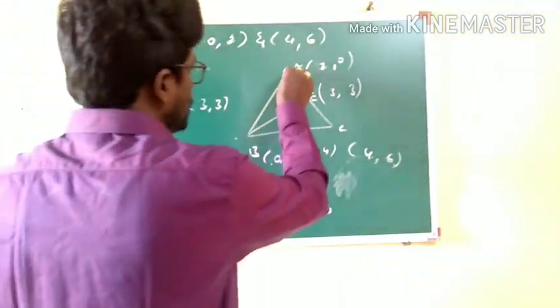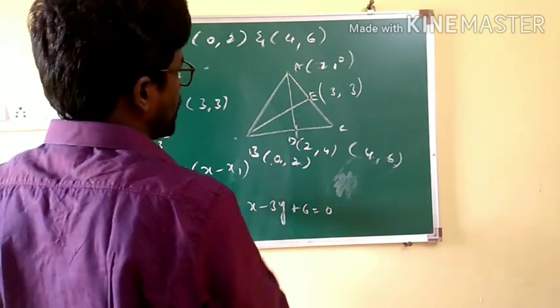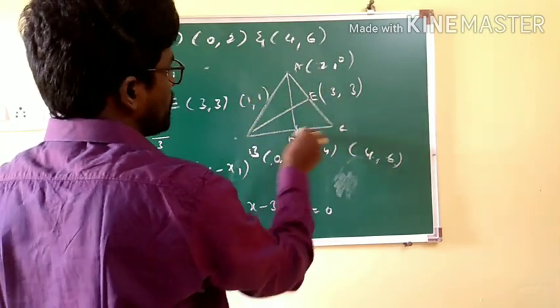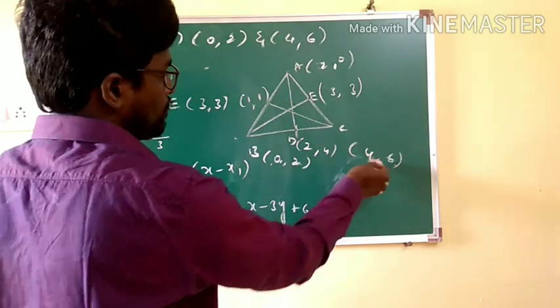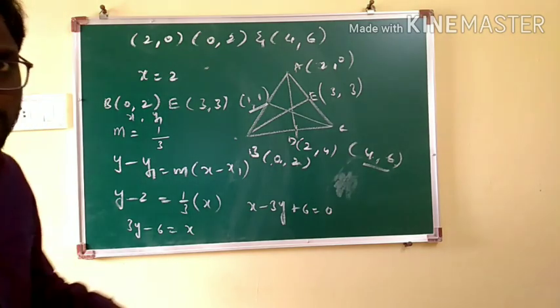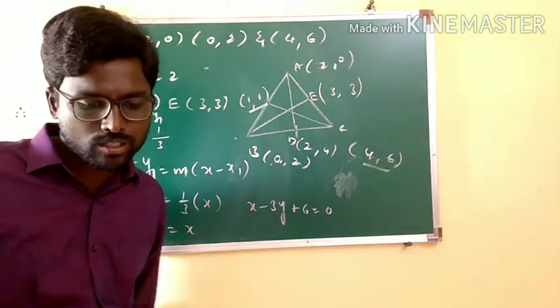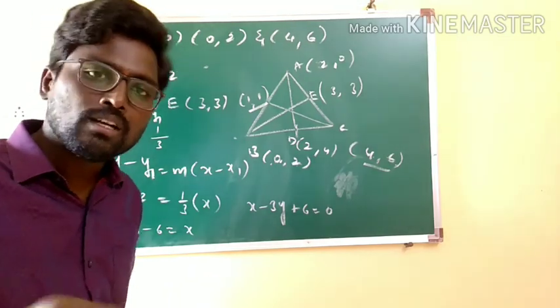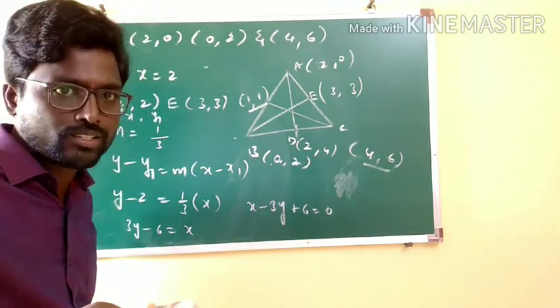Similarly, you can trace out the midpoint of AB. What is the midpoint of AB? 2 plus 0 by 2, 2 plus 0 by 2 means 1 comma 1. So, here by taking the point 1 comma 1 and 4 comma 6, you can trace out the equation of the other median, again using the point and slope form, that is y minus y1 is equal to m into x minus x1. Hope you understand.